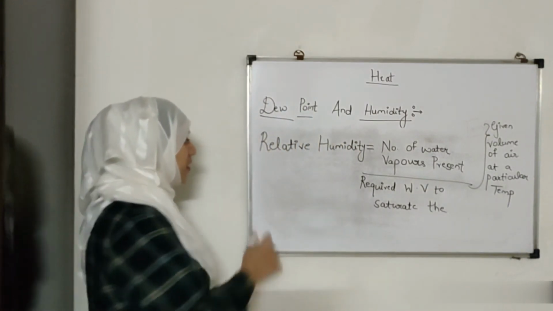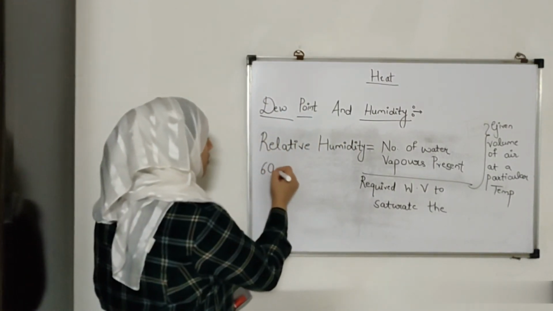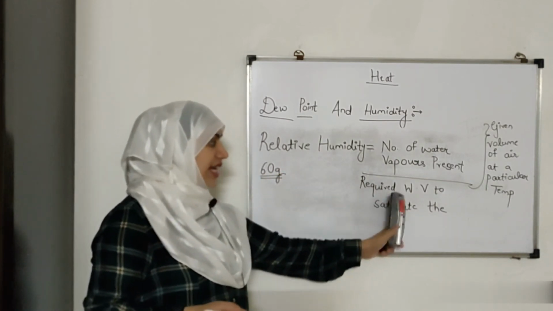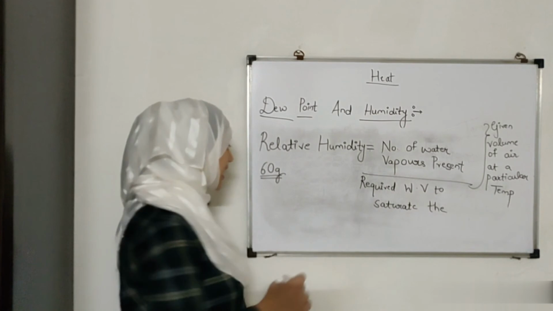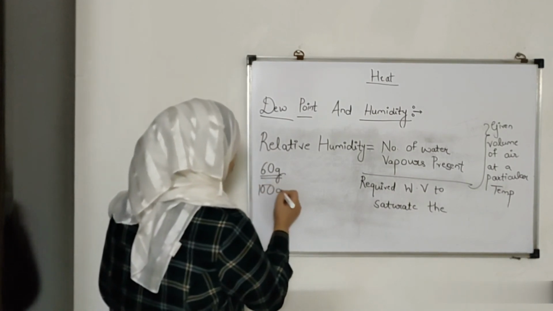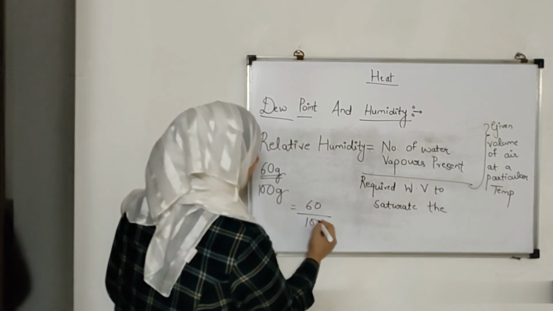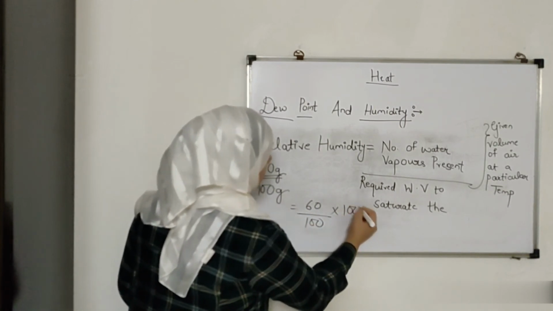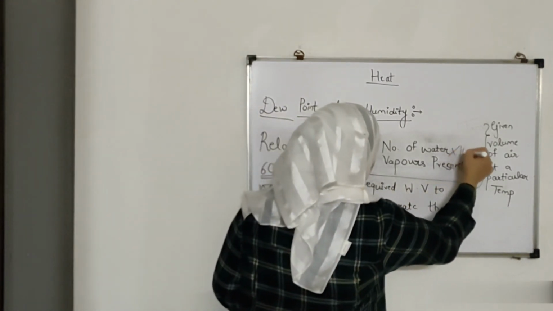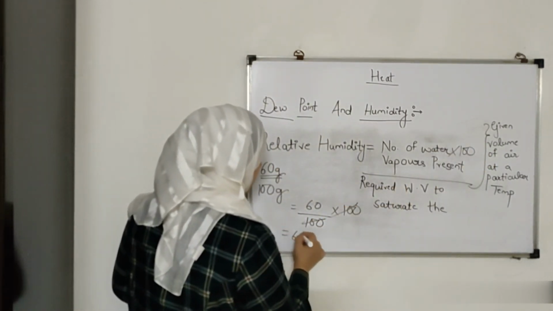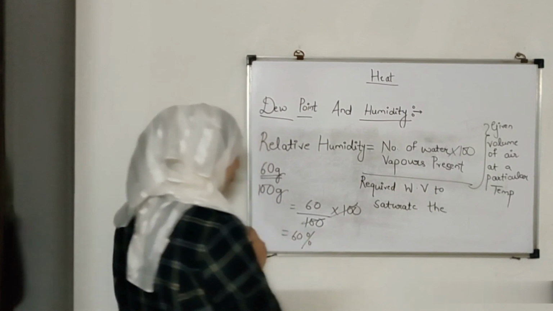So if I have 60 grams of water vapors present, and the required water vapors to saturate the air is 100 grams, what would my relative humidity be? 60 upon 100 into 100. This relative humidity is the percentage, multiplied by 100. So basically I get 60% as the relative humidity.